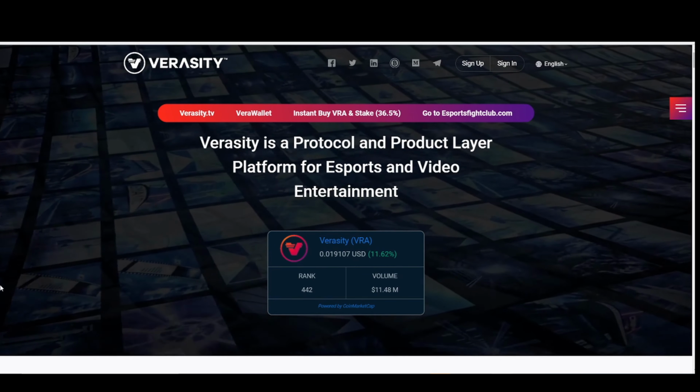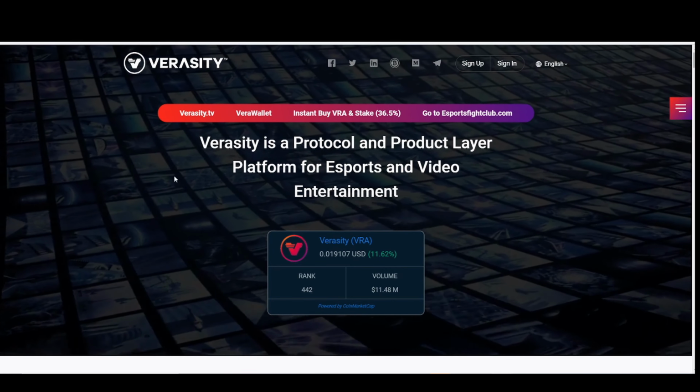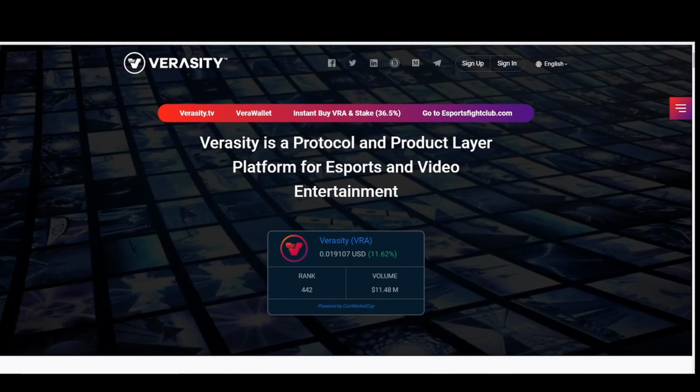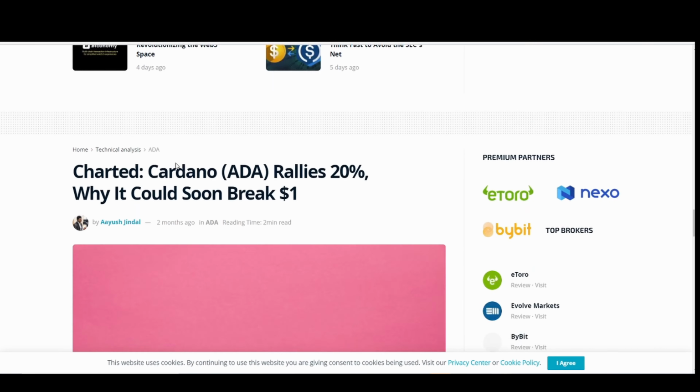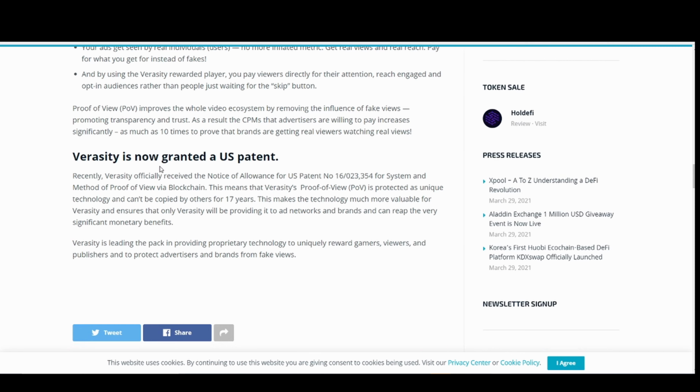I wanted to talk about Virasity. Virasity is a protocol and product-led platform for esports and video entertainment. So esports is huge now. We already know video entertainment, but one of the biggest things I wanted to talk about was that Virasity was granted a U.S. patent. I think this is a big thing. It's not broadcast all over the world. Most big things are not. But let's talk about this.